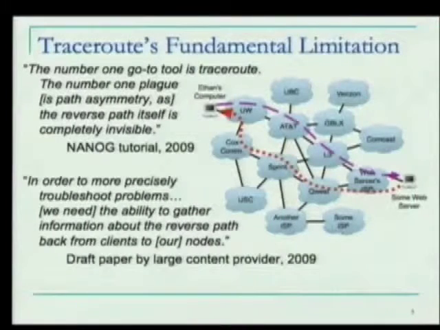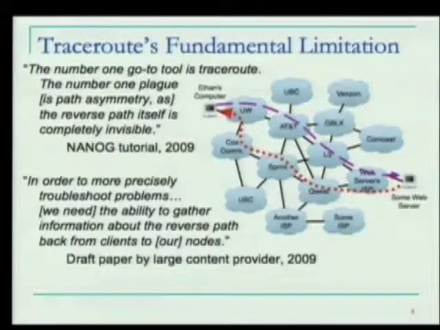So if we consider the communication between me in the top left and a web server down at the bottom, there's some path that traffic takes from my computer to the web server. In this case, it's the purple path. And then there's some path that traffic takes from the web server back to me, in this case, the red path. And generally, paths on the internet are asymmetric, so the paths will be different in some way.